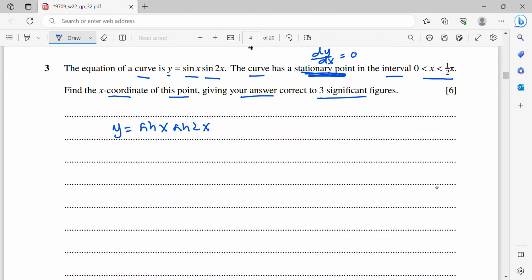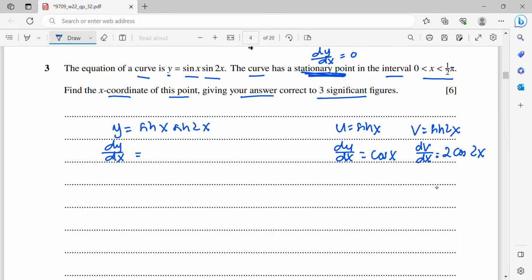So now you need to differentiate this using the product rule. Okay, so dy over dx. You may write down u equals sine x, v is sine 2x, then your du dx will be cos x, and dv dx equals to differentiate sine, you get cos, remain the 2x, differentiate 2x is 2.